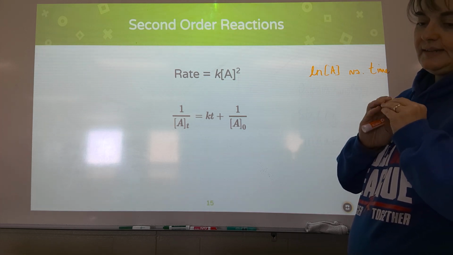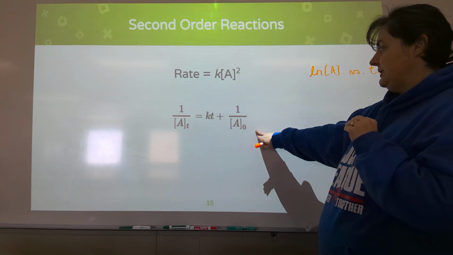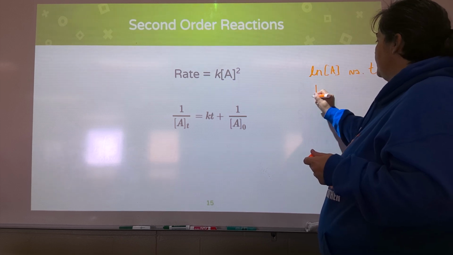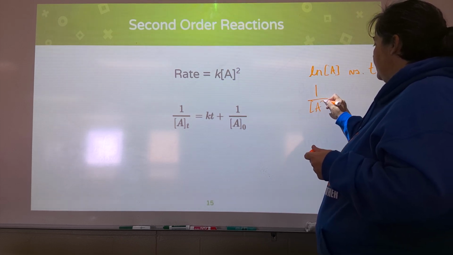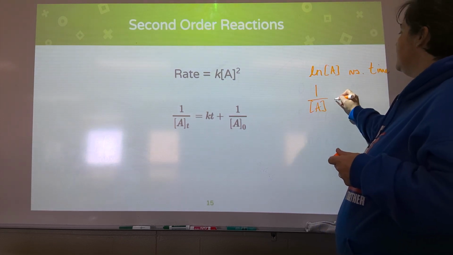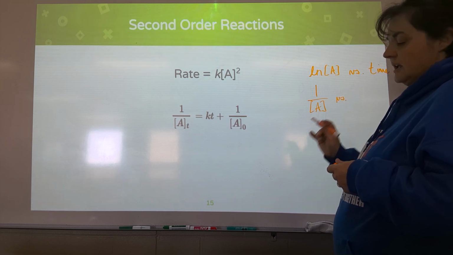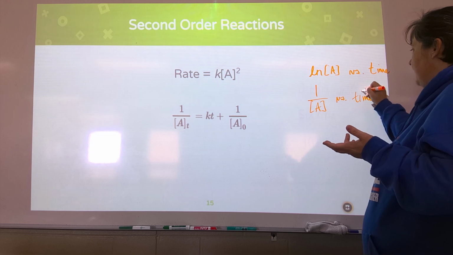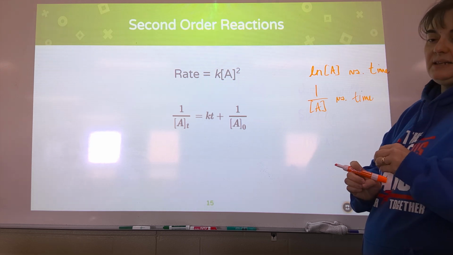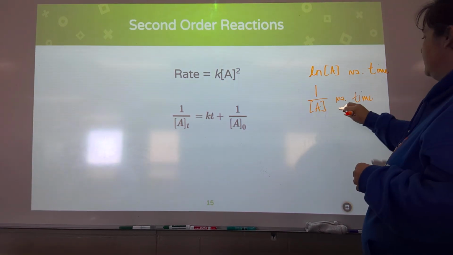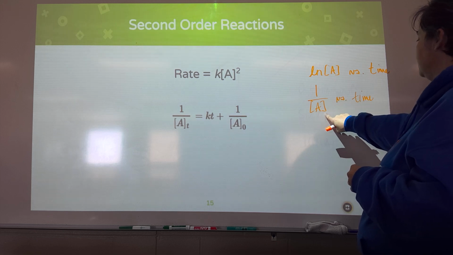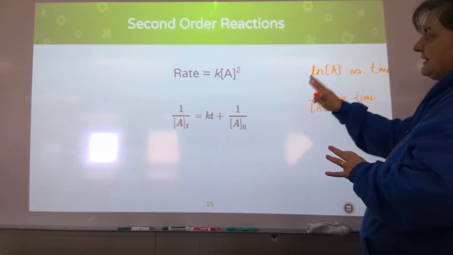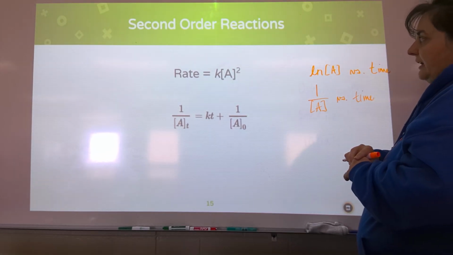So this is a linear equation, right? And if we graph 1 over the concentration of A, this is not the initial, versus time, and that gives us a line, then we know that the reaction is second order in the concentration of A.